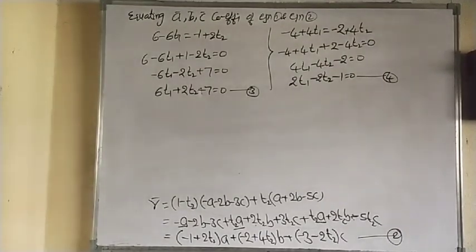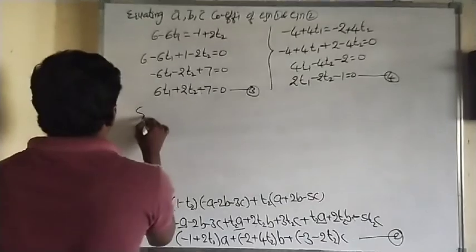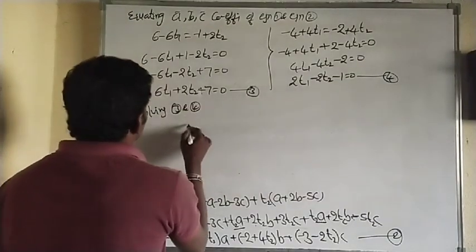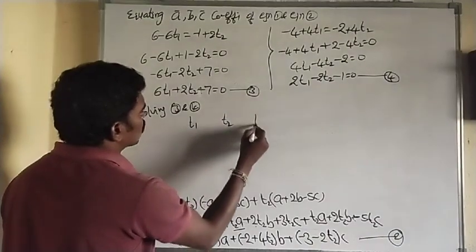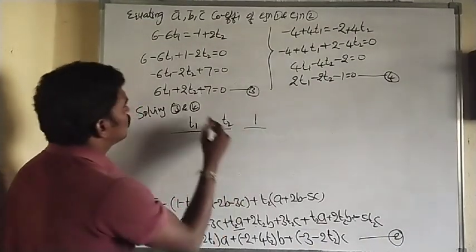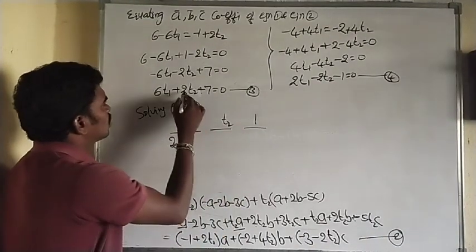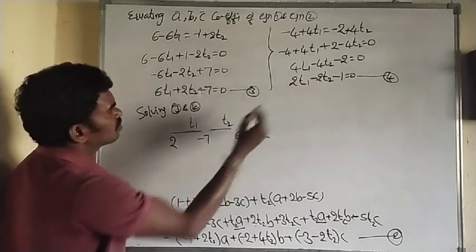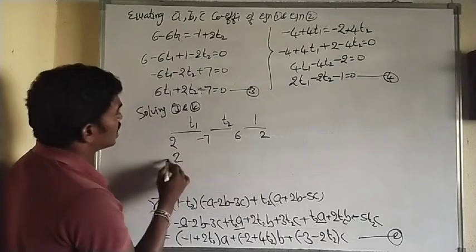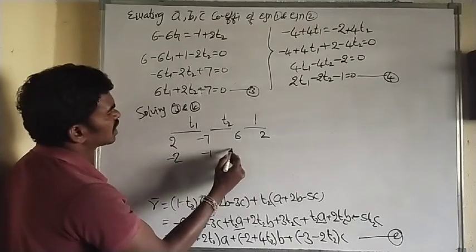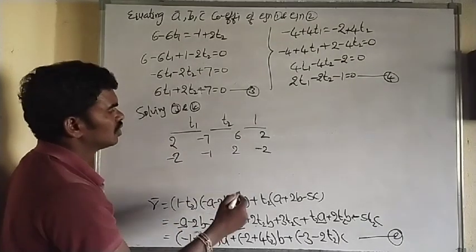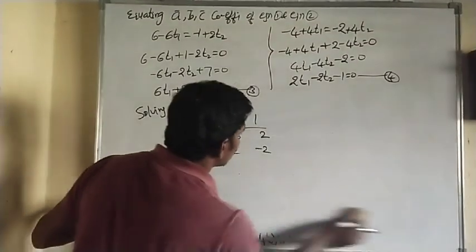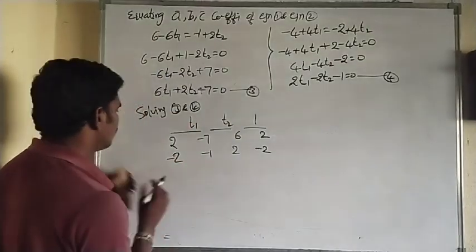Okay. Same. Solving equation 3 and 4. So how can we solve for t1, t2, constant? What is t1? First one 2, minus 7, 6, 2. From the second equation, minus 2, middle term. Next minus 1, next 2, next minus 2. Okay. Solve this, we can get t1 and t2 values.